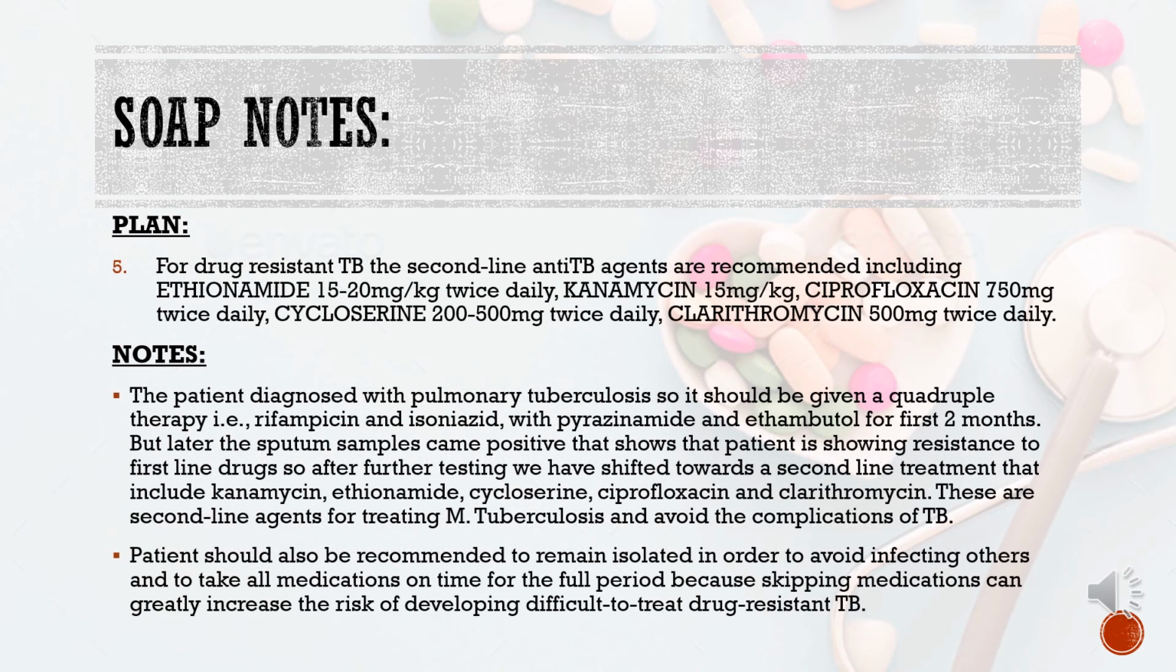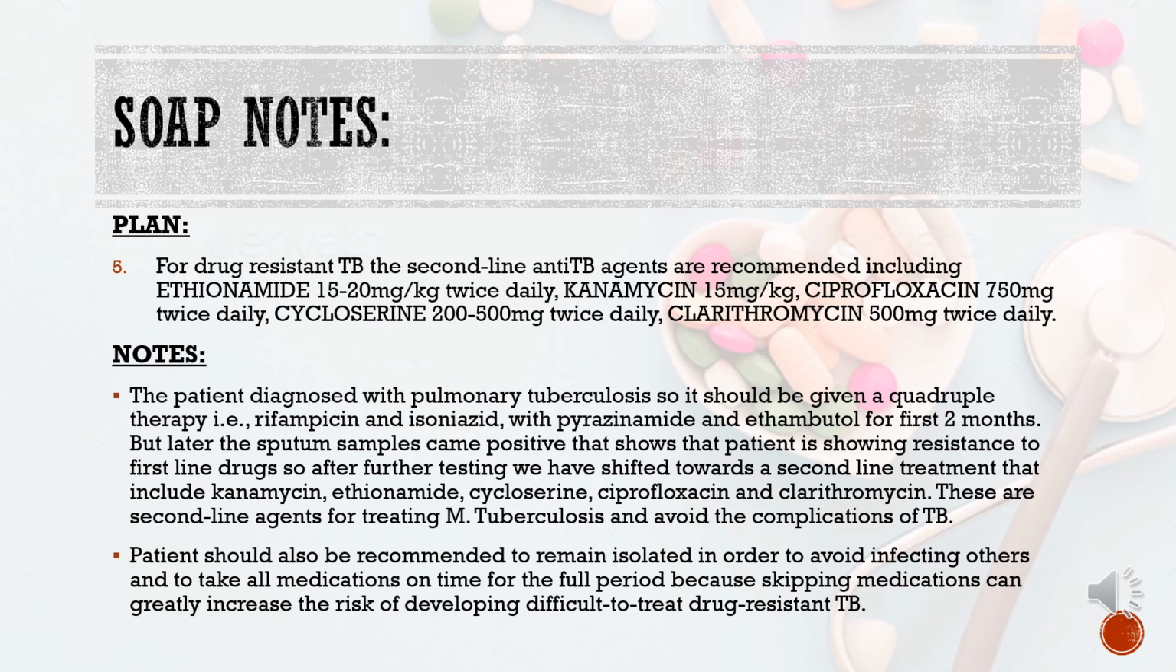And if the PCR test suggests that the infecting strains of bacteria are resistant to quadruple therapy, then we will move toward the second line anti-TB agents: ethionamide given in the dose of 15 to 20 mg per kg twice daily, kanamycin 15 mg per kg, ciprofloxacin 750 mg twice daily, cycloserine 200 to 500 mg twice daily, and clarithromycin 500 mg twice daily. These are the second line anti-TB agents and are given when the quadruple therapy or the first line agents have failed.